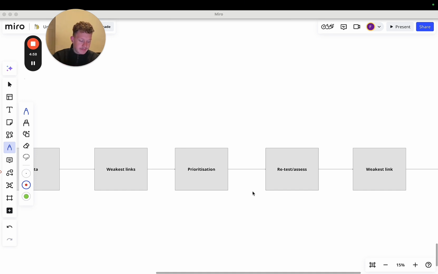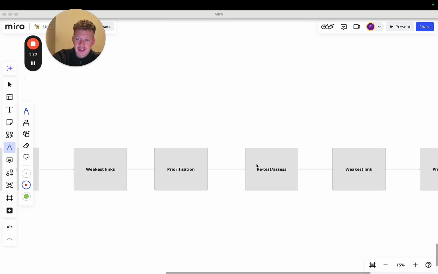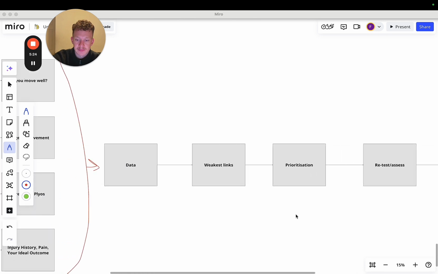Why is that? An example could be potentially we haven't prioritized the right things, or potentially the client or yourself hasn't been consistent with the exercises. That's another reason. And why hasn't there been consistency there? So it's always a why question there. And then retest, reassess, find the next weakest link. If we've done this one successfully, prioritization, and this cycle just repeats.